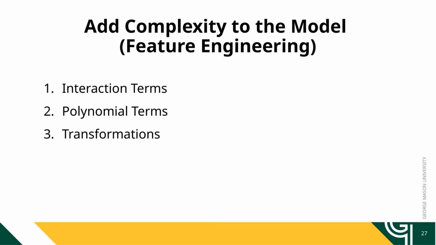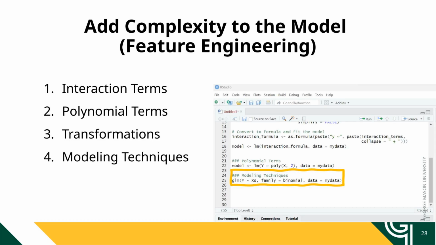Transformations. If your data has skewness or non-normality, you can transform the variables. Log transformations for right-skewed data. Square root or inverse transformations for count data or reducing high variance. Modeling techniques. Depending on your data, consider using alternative methods. Generalized linear models, GLM, useful when the dependent variable is not normally distributed.